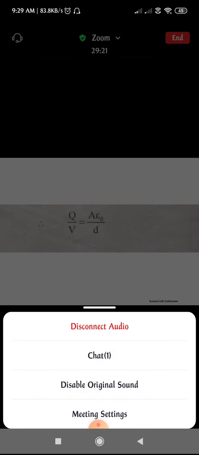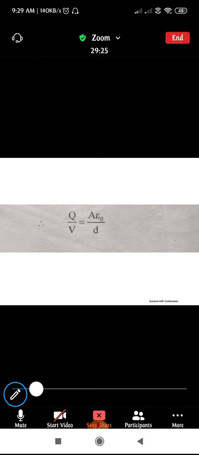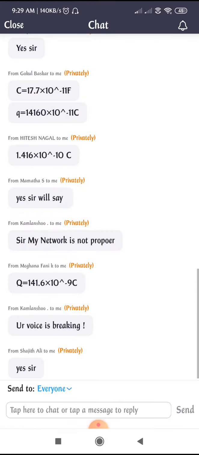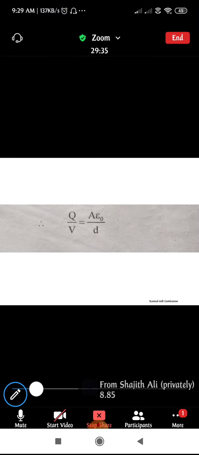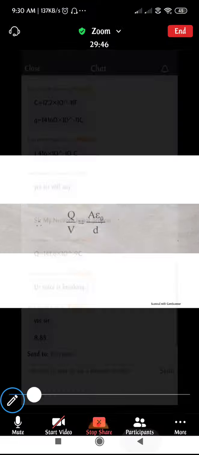equation you are going to compare, that is Q by V is equal to A epsilon naught by D. Yes, Shajit Ali, I want the answer. I know that you are present. I want the answer of Q. Calculate it and tell me fast. 8.85, yeah. Okay, tell me what you have taken. Q is equal to what?